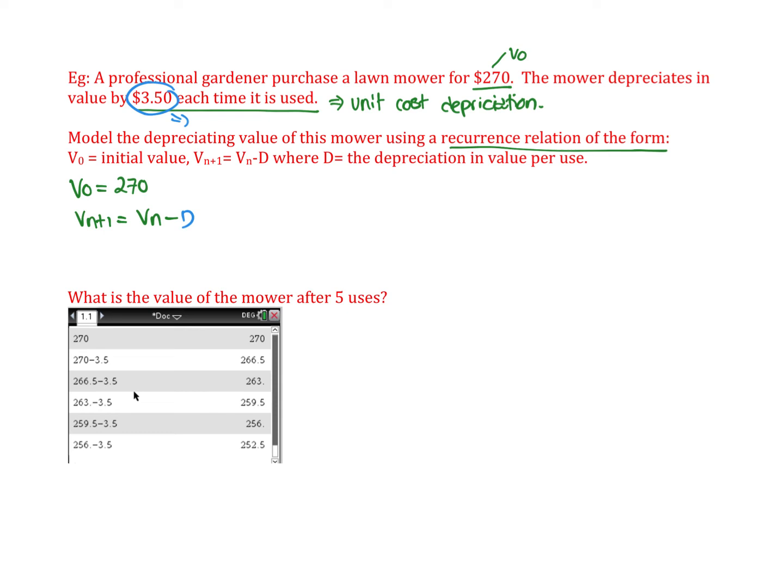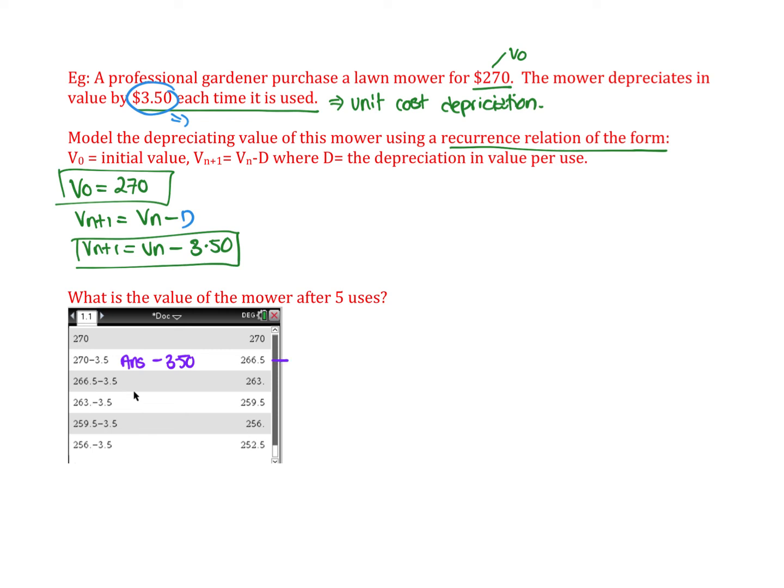So what I will write instead of D will be VN minus $3.50. These two things are what we need for our answer. Okay? So what is the value after 5 uses? You can still do the same with your calculator. Press the 270, press enter, and then minus $3.50, and it'll end up doing the trick for you.